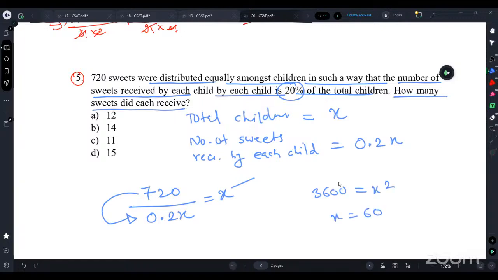But what we have to find out is how many sweets each child received. So we want 0.2x, right? So 0.2 into 60 will be 12, right? So 12 sweets will be received by each child. So option A is the correct answer in this case.